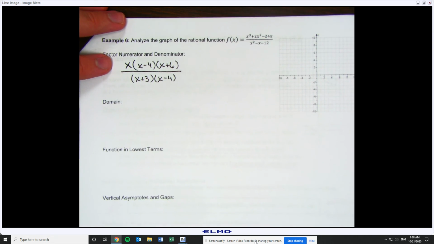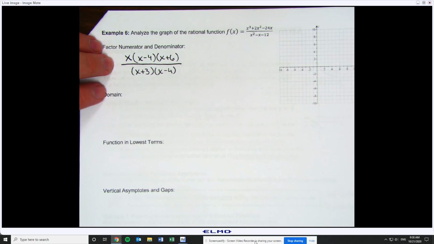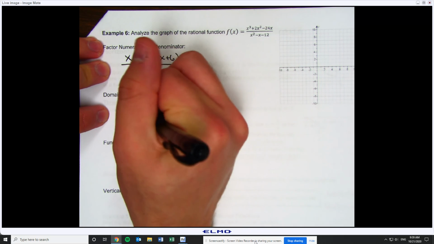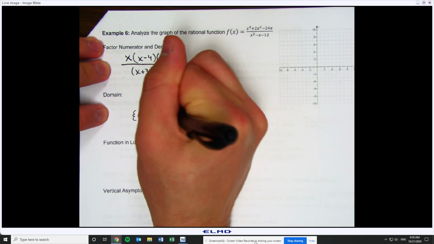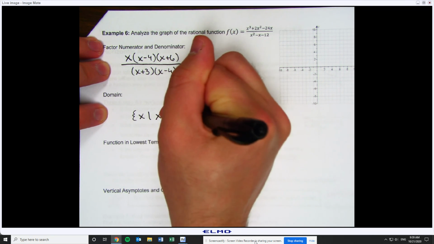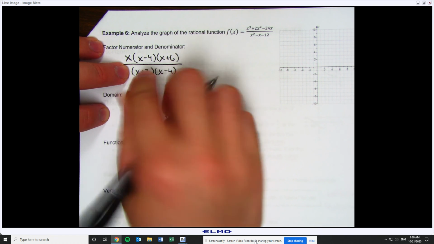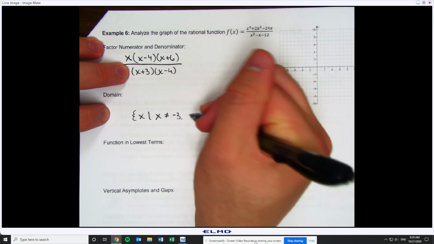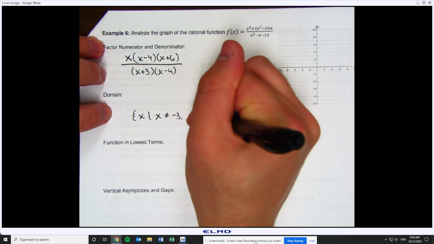All done. So now for the domain, the numbers that I cannot equal, I see x cannot be positive 3, and then x cannot equal 4.